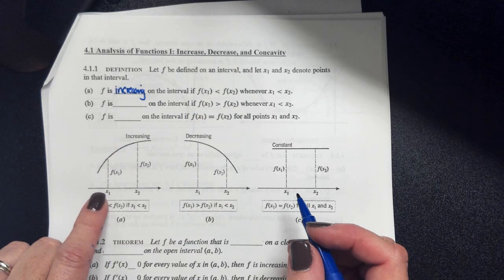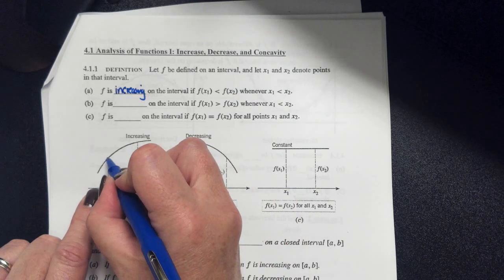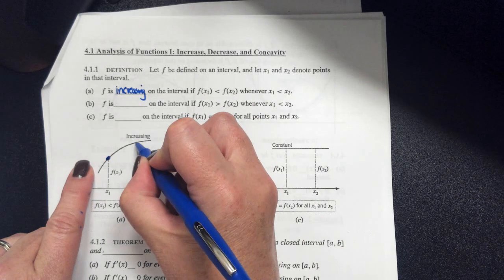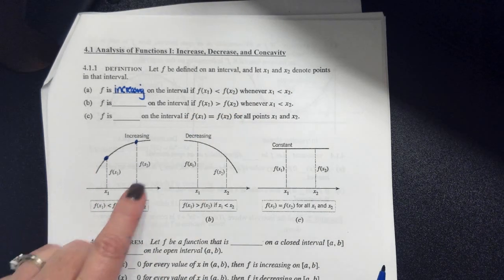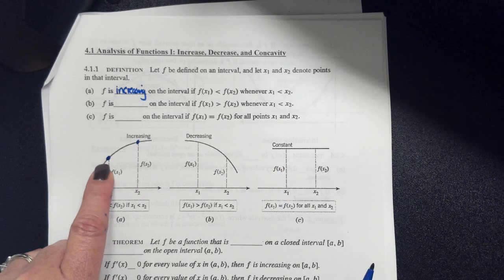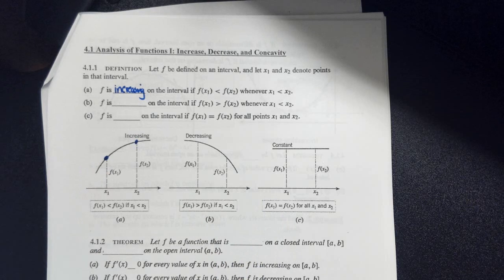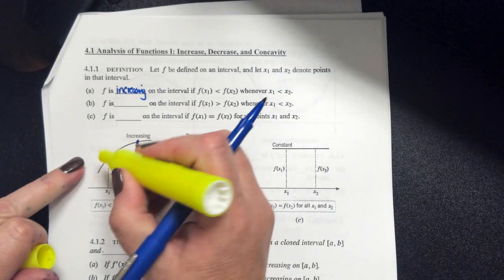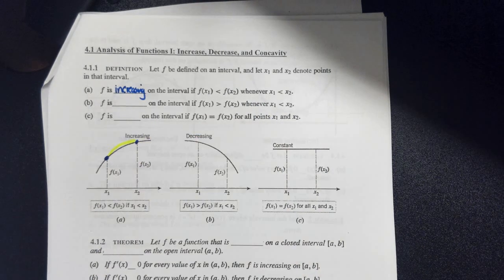So for example, when you take a look at this first graph, the y value at x sub 1 is less than the y value for x value of x sub 2. So that's what it means that f of x sub 1 is less than f of x sub 2. And if that happens, we can say it's increasing on a particular interval.